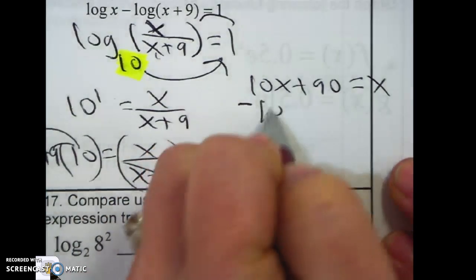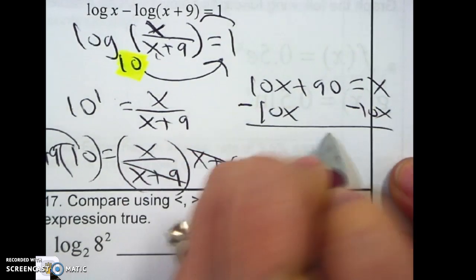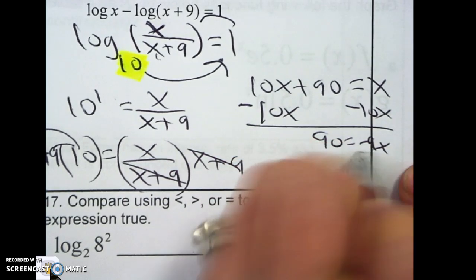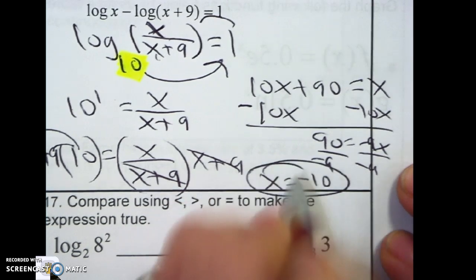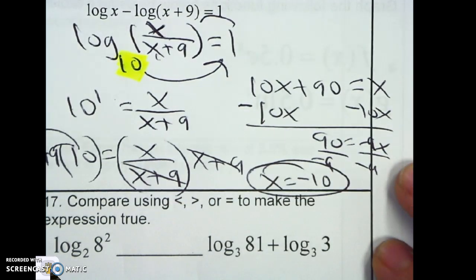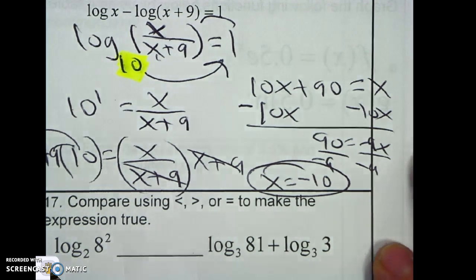Move this over. 90 equals negative 9x. Divide by negative 9. X equals negative 10. Okay. And we're good to go. All right, let's try the next one.